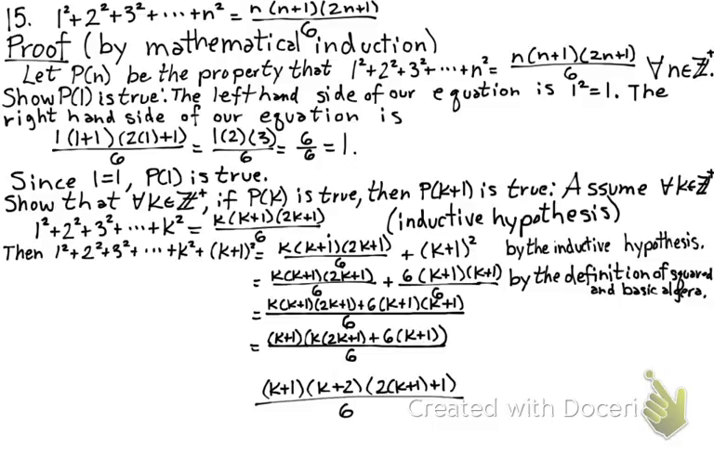So what can we do? Well, let's multiply our k through the parentheses here and our 6 through the parentheses there and see what we come up with, and see if it gets us any closer to this.